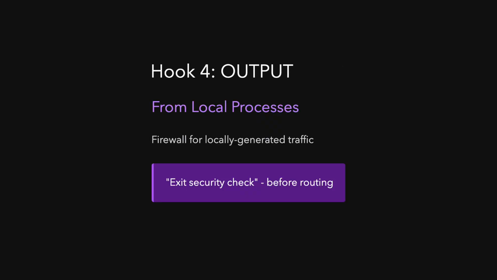When a local application sends a response packet or when a local process initiates a connection, it enters the stack at the output hook. This is the hook for packets generated by local processes, anything created by applications running on this host. So the output chain is the firewall for locally generated traffic. And what happens at output? Think of output as the exit security check for traffic leaving from local processes before it even gets routed.